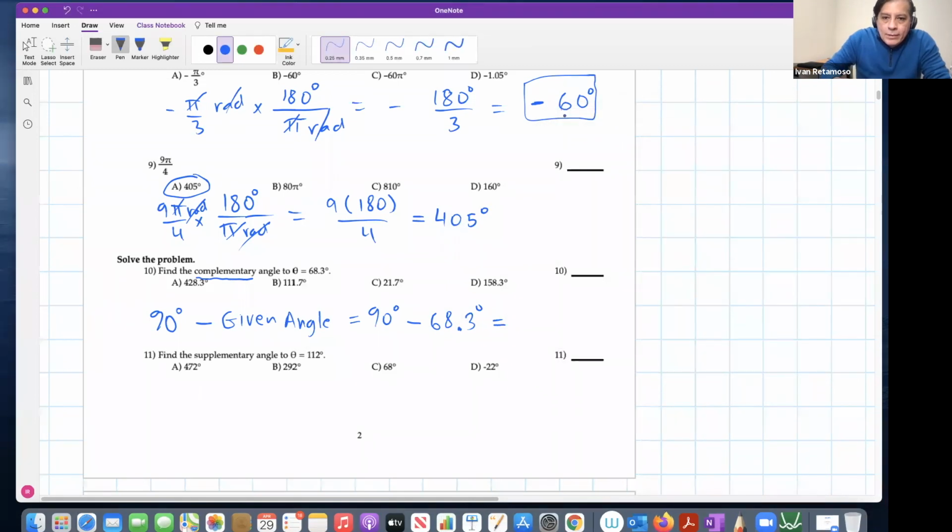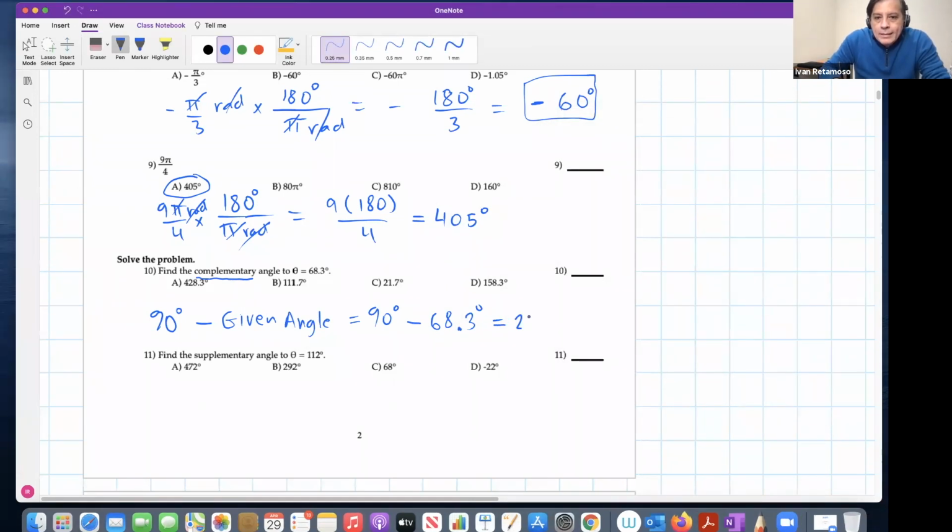21.7 degrees, right? Which is somewhere there. Can you do the same here for supplementary angles? Just remember that for supplementary angles, the angles should add up to 180, right? So this formula becomes just this. So try to figure this out.